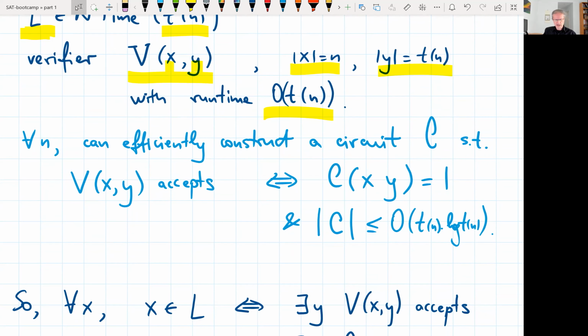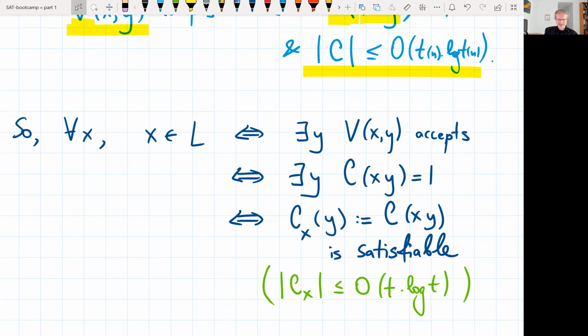What I can do already, given the description of the transformation from algorithms to circuits that I've shown you earlier, is that for every input length n, we can efficiently, in polynomial time, construct a circuit C that will faithfully simulate my algorithm. In this case, it's algorithm V on inputs x and y. So I'll have a circuit which has inputs x and y, such that the algorithm V accepts if and only if the circuit outputs 1 on the inputs x and y, and the size of the circuit is small. It's going to be at most t log t from what we've shown earlier.